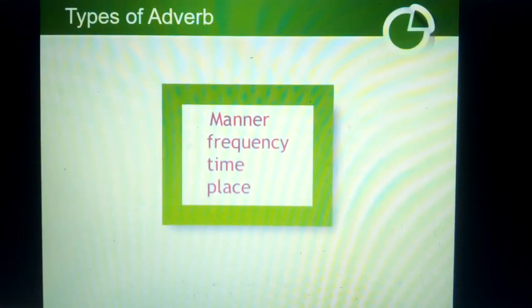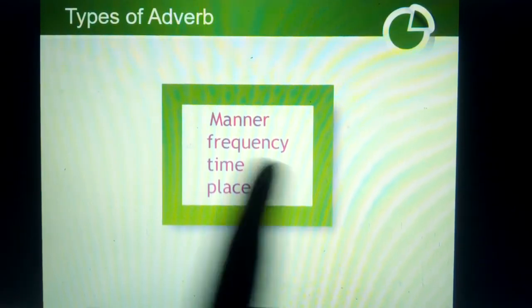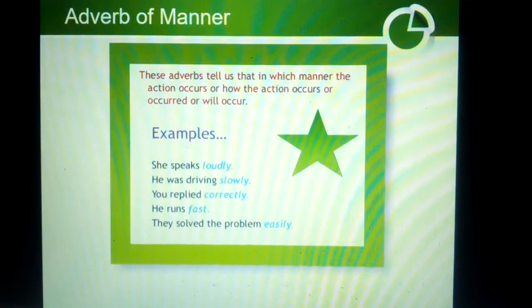Now the types of adverb. There are 4 types of adverb. These are adverb of manner, adverb of frequency, adverb of time and adverb of place. And I am going to discuss these types one by one. The first one is adverb of manner.